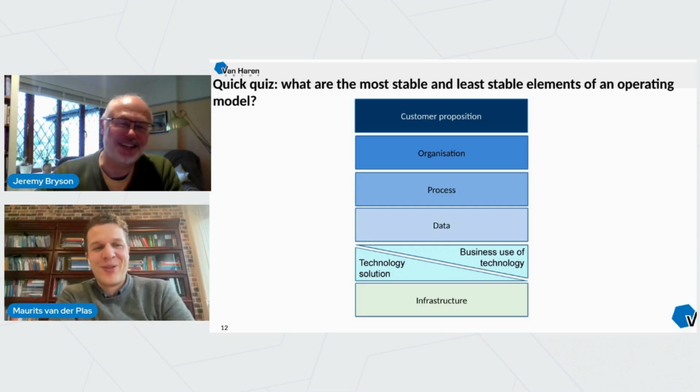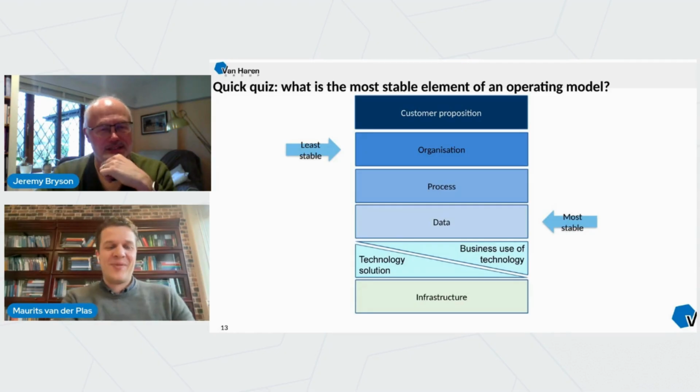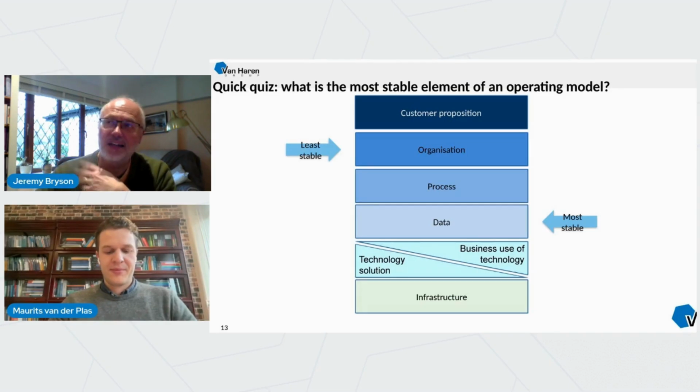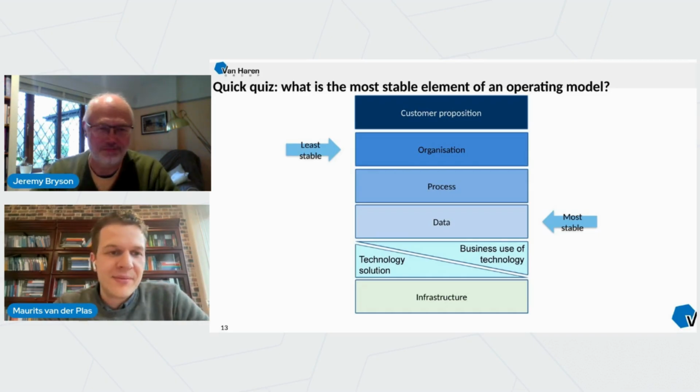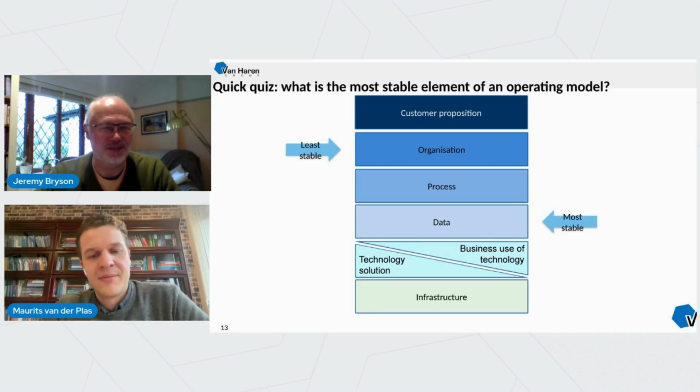Let me put you out of your agony. So the most stable thing that you have in the business is the data. The least stable that you have is the organization design. So if you work for a large bank, I can pretty much guarantee that there will be an organization redesign somewhere in your business once a week. Something's going to change. People change, organization structure changes, reporting lines will change. It may be dramatic, it may be not so, but it's going to move around.